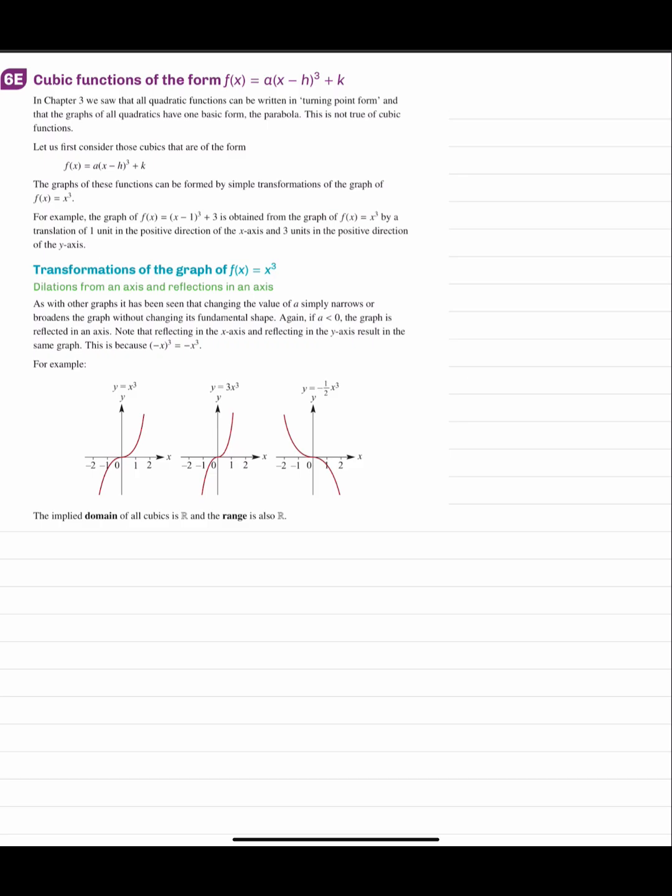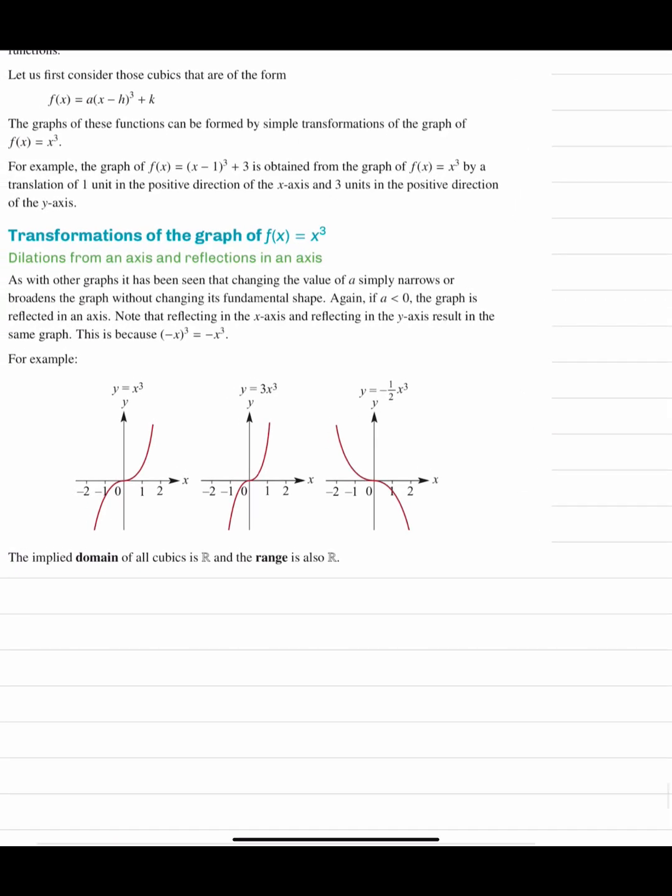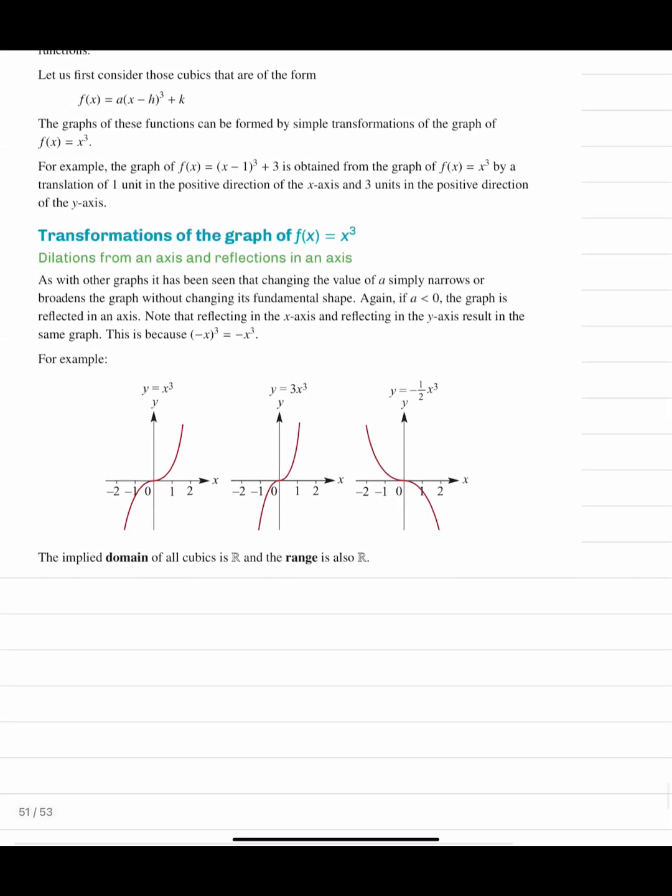Here I have written a graph with three cubic functions, or cubic relations. You start with y equals x cubed. Written in this form, you have a equals 1, h equals 0, and k equals 0. With h and k both equal to 0, you get the simplest form. For this one, however, you get a equals 3, and both h and k equal to 0.